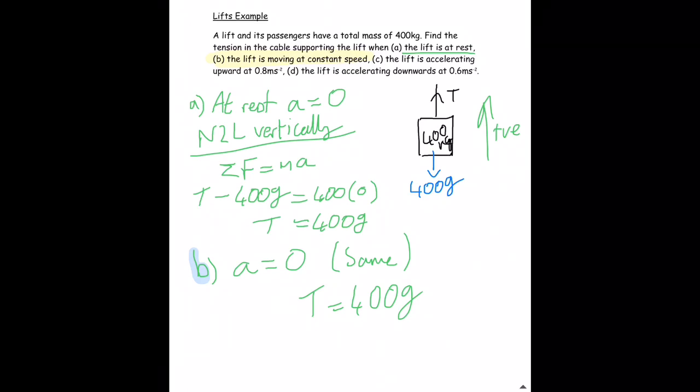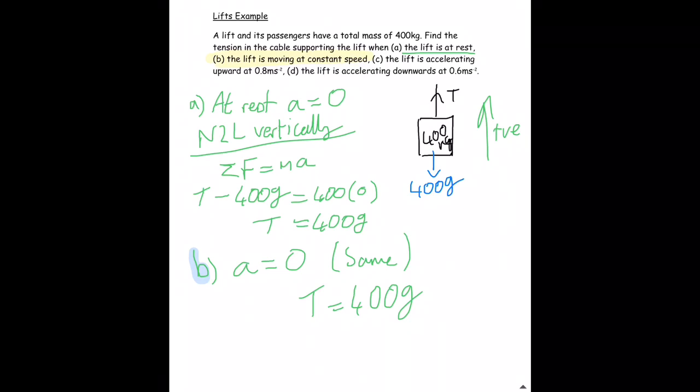So again, it's very important that you notice that acceleration is different to just something moving at a constant speed. Because if something's moving at a constant speed or at rest, then your acceleration is 0. So you're going to get the same answer from Newton's second law there.